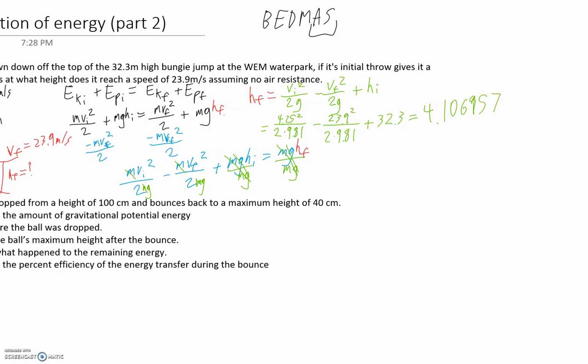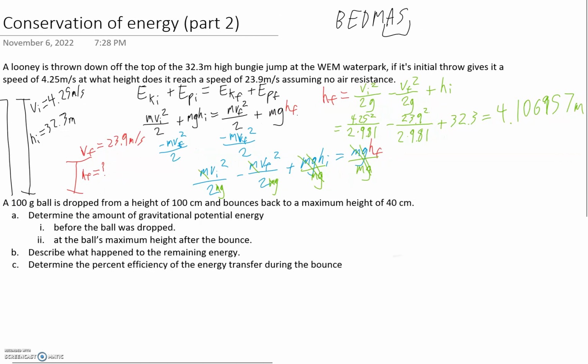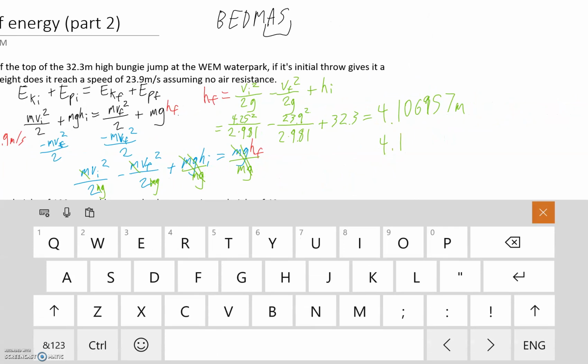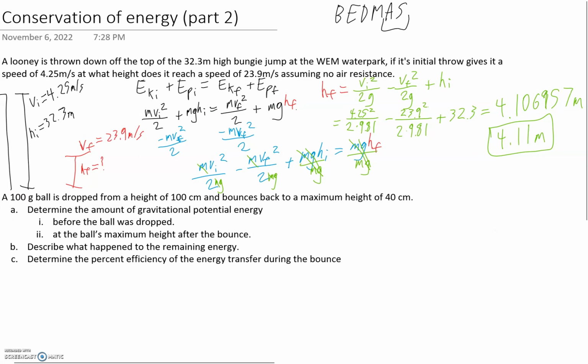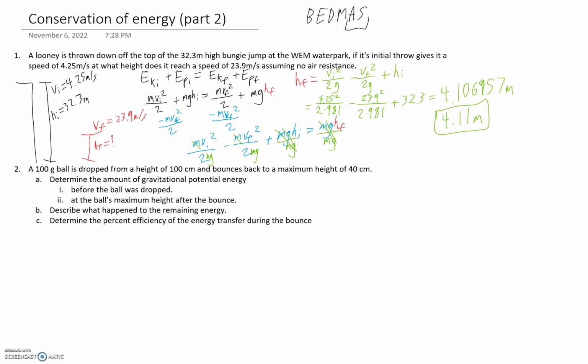Alright, so this is the height given to me by my calculator. Given that we have 3 sig digs everywhere else, we're going to have 4.11 meters off the top of the water is what that would be. That would be the height at which it is 23.9 meters per second.